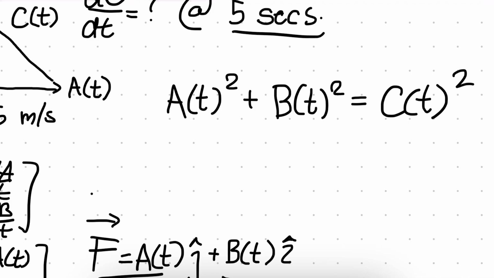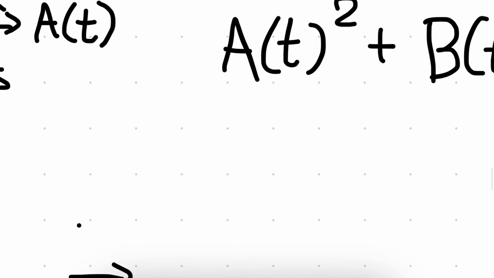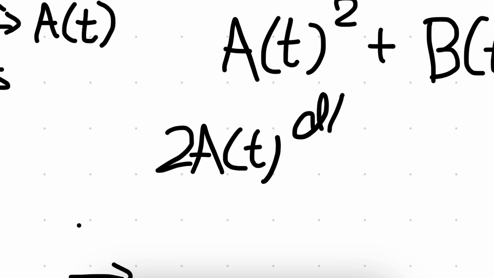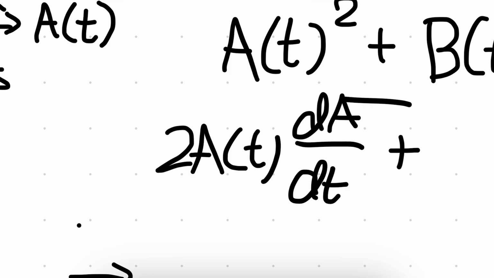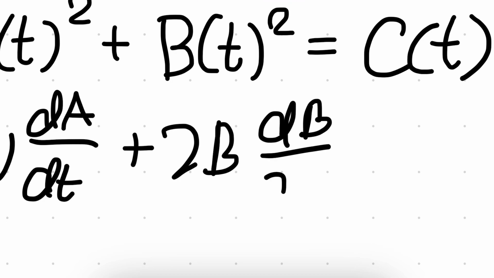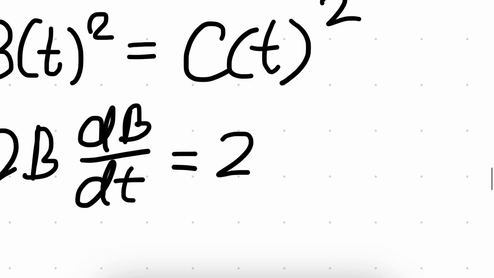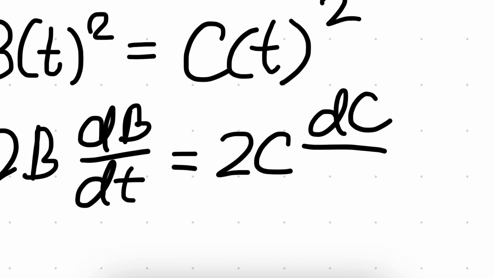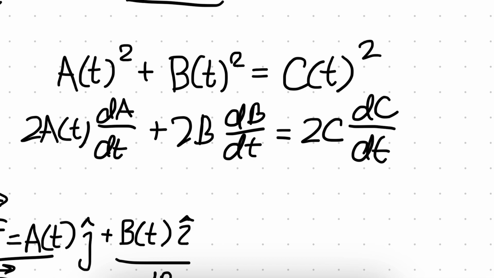So that means when we take the derivative of this expression, c of t squared does not vanish. Neither does a of t and b of t. So that's what we're going to do next. Because we're trying to find dc/dt, we're going to take the derivative of both sides. So the derivative of this equation gives me 2a of t dA/dt plus 2b dB/dt is equal to 2c dc/dt. I'm just abbreviating it to a, b, and c, so it's much easier to see.